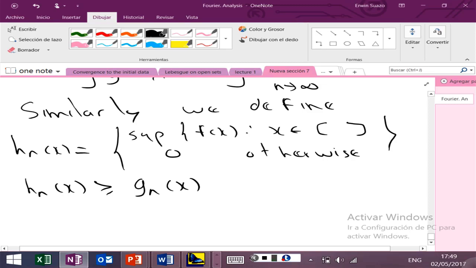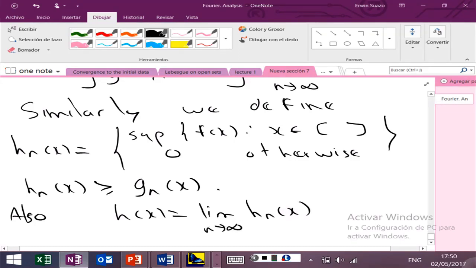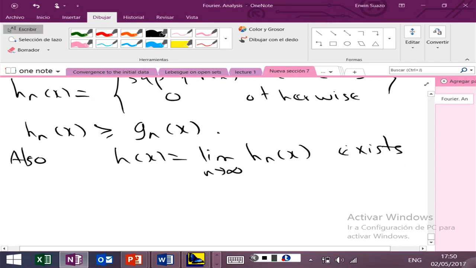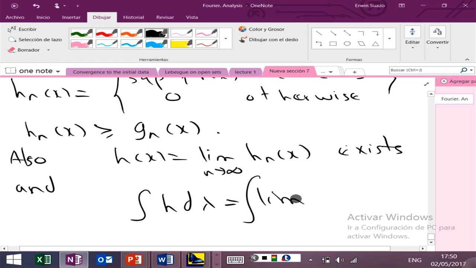Also, for the same construction, h of x equals the limit exists, and I can also use the Lebesgue dominated convergence theorem. The integral of h d lambda equals the limit of the integral of h_n d lambda as n goes to infinity.